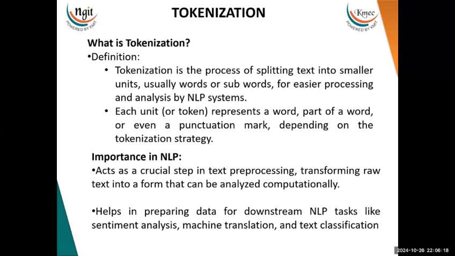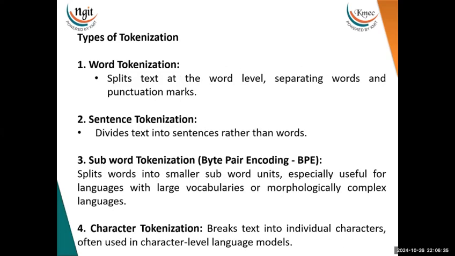Basically it is used in text pre-processing, transforming raw text into a form that can be analyzed computationally, and it also helps in preparing data for downstream NLP tasks like sentiment analysis, machine translation, and text classification. Then, what are the types of tokenization? The first type is word tokenization. Word tokenization splits the text at word level, separating words and punctuation marks.